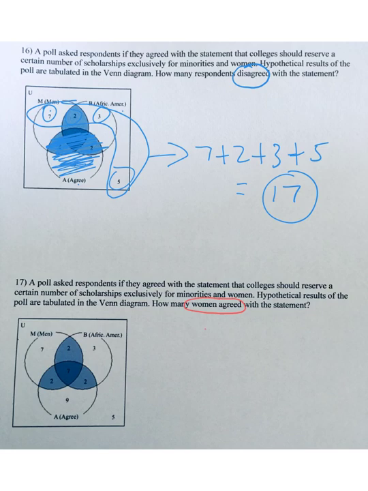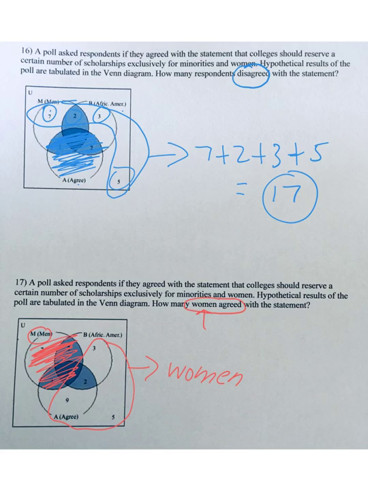So my first step is to figure out which numbers are women. I don't have a women's circle, but I do have a men's circle. So I'm going to get rid of the men numbers. In other words, all the numbers outside of the men's circle must be the women. So this 3, 2, 9, and 5, these are all the women's responses in this survey.